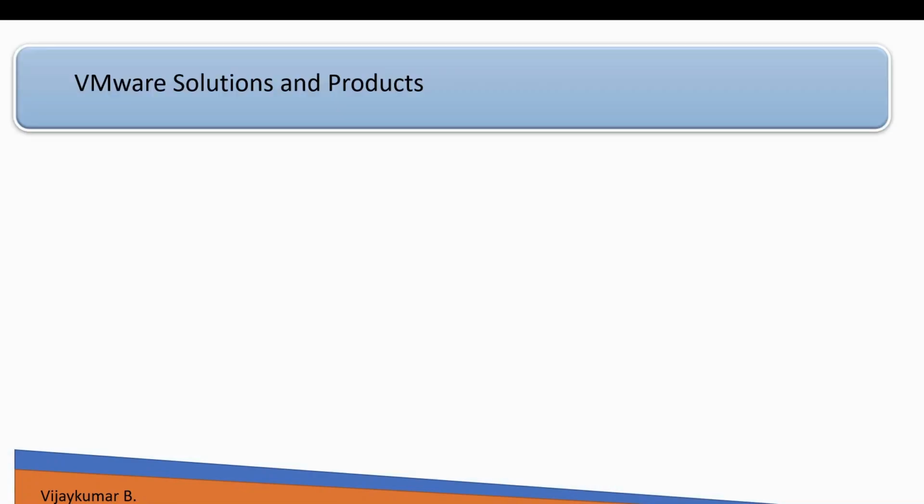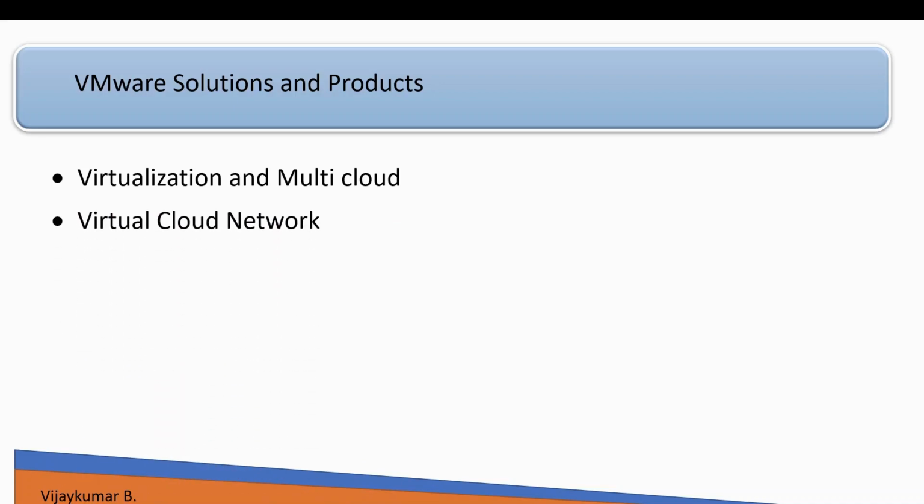I have divided VMware solutions and products into three categories: virtualization and multi-cloud, the virtual cloud network components, solutions and products, and then the app modernization solutions and products. Today I probably will not be able to touch all three topics, but I'll try to cover the first, virtualization and multi-cloud components.